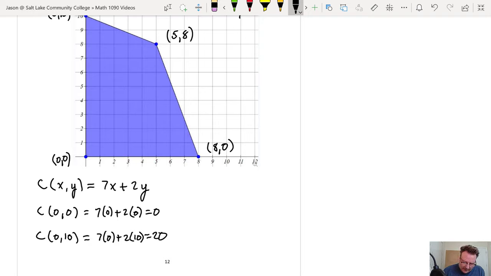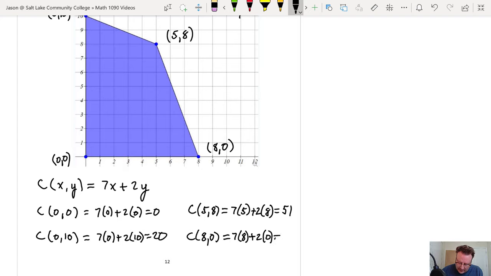What if I plug in 5 and 8? Let's see. C of 5, 8, this is going to be 7 times 5 plus 2 times 8. That's going to be 35 plus 16, which is 45 plus 6, which is 51. Finally, if I plug in the point 8, 0, what do I get? I get 7 times 8 plus 2 times 0, which is 56.